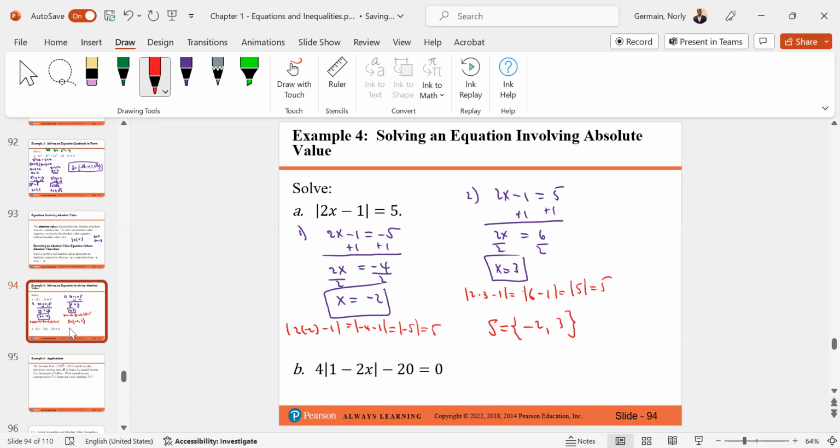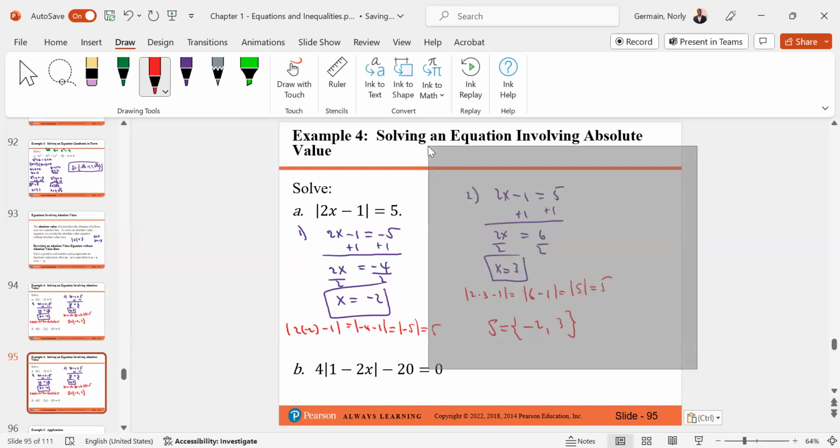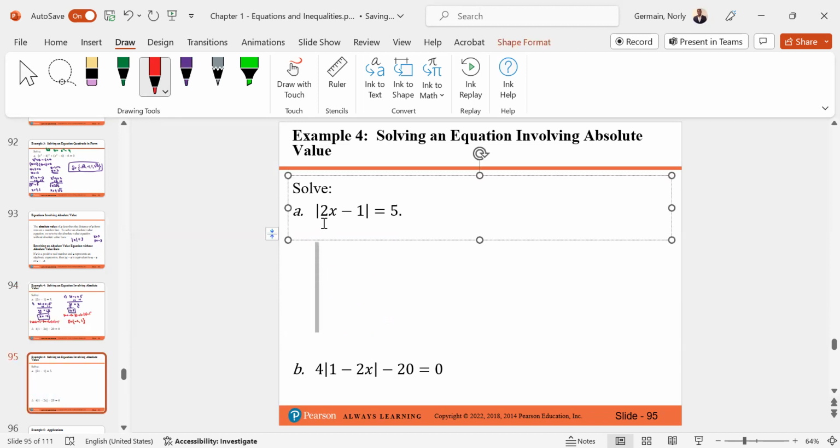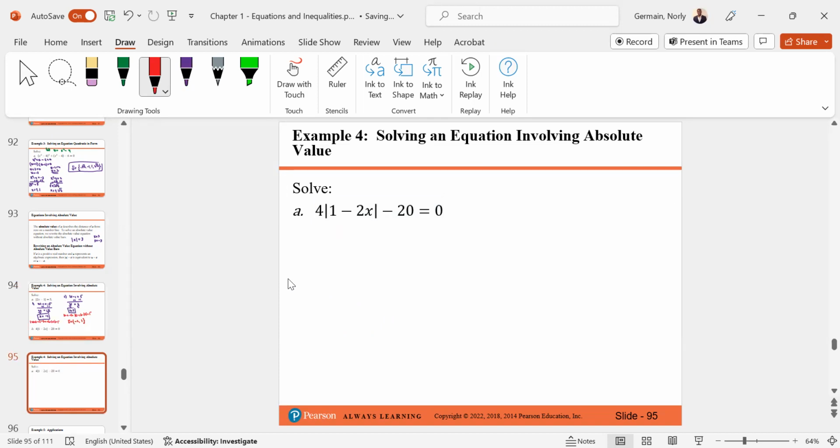We copy, paste, and we erase everything to make sure we can do B. Let's copy paste and redo B. We erase part A. All right. Here also, what you can see, because we have negative 20 on this side, we need to add 20, isolate the absolute value.